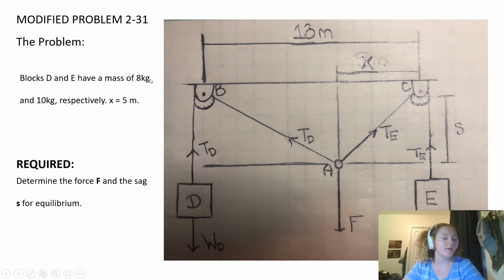I had problems 231 and 232, and so I went ahead and modified 31. So the problem was we had our diagram here of a couple pulleys, B and C, with blocks D and E hanging onto those pulleys, and then we had a point at A and then a force coming down from that. Blocks D and E have a mass of 8 kilograms and 10 kilograms respectively, and X is equal to 5 meters. Our goal is to determine the force F and the sag S for equilibrium.